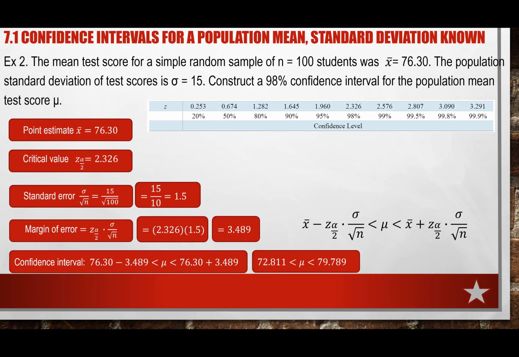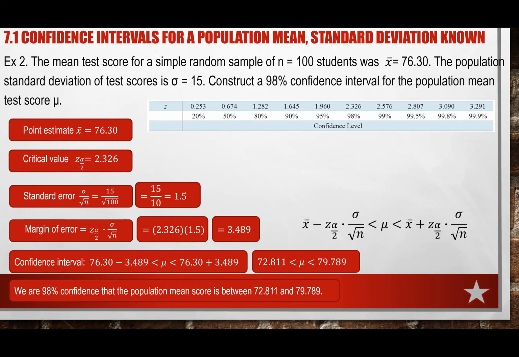My interval is, I guesstimate that if the whole population takes the same test that these 100 students took, then the average of the whole population will be between 72.8 and 79.7. I don't know what the actual mean is, but I guess that it is between these two values. And that is the goal for chapter 7, ladies and gentlemen. We want to use the data we have to guesstimate what will happen if the whole population does whatever the story is.